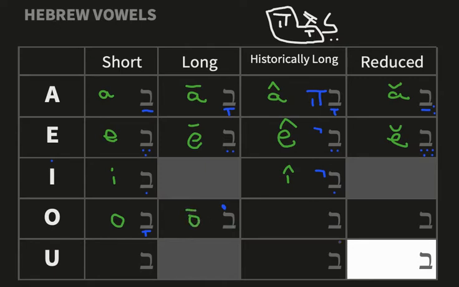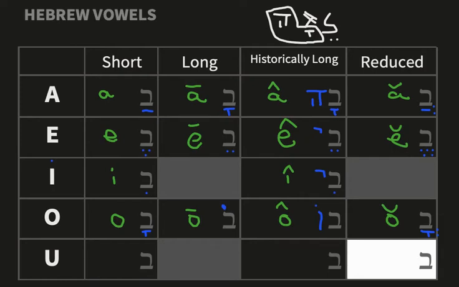Our historically long O-class vowel is a holum vav. So we have a vav with a holum attached to it, and that is an O, as in obey as well. And finally, our reduced O-class vowel is a hatif kametz. So we have our kametz, and then the hatif mark. O, as in obey or commit, a short O there.